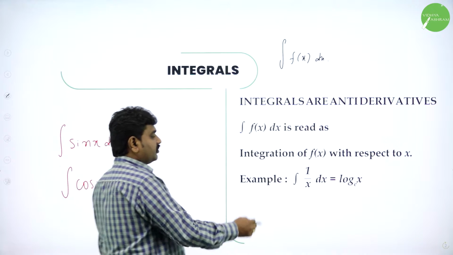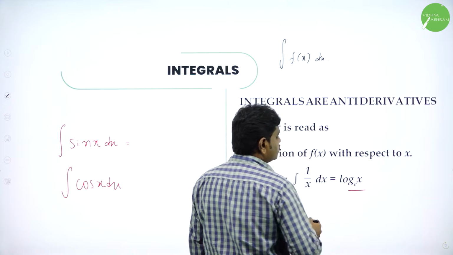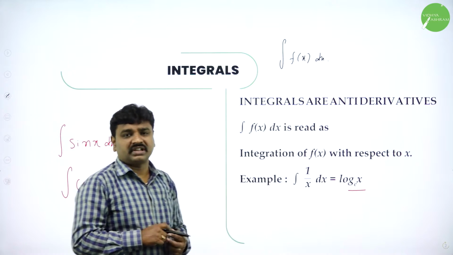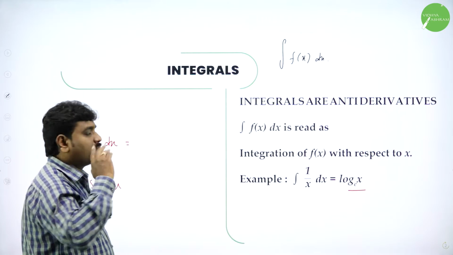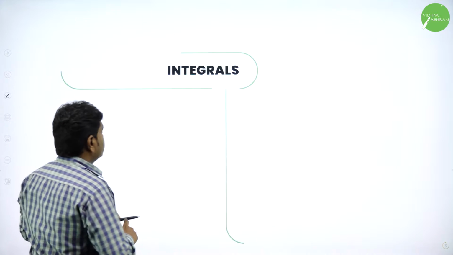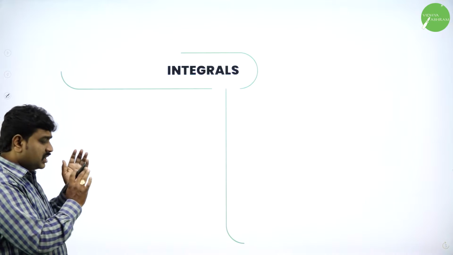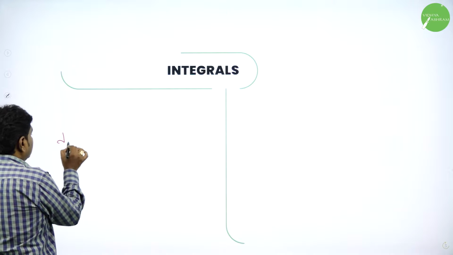Integration of 1 by x is what? Answer is log x. So we can't sit and inspect like this. That's why we have to be thorough with the formula. So now I'll start with the formula list. But before I go to the formula list, let us recollect derivatives and I'll write the reverse.